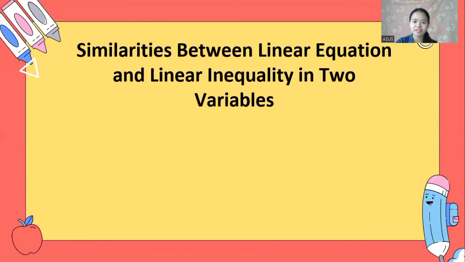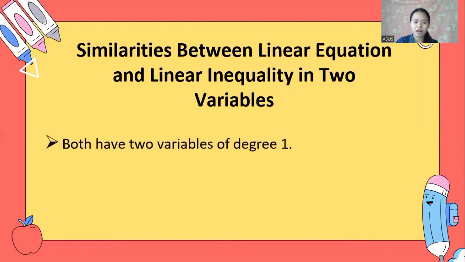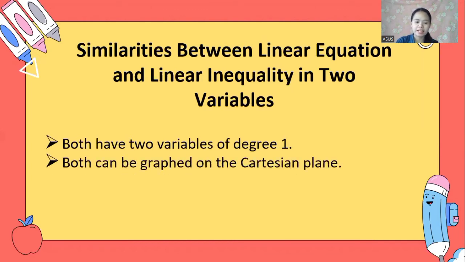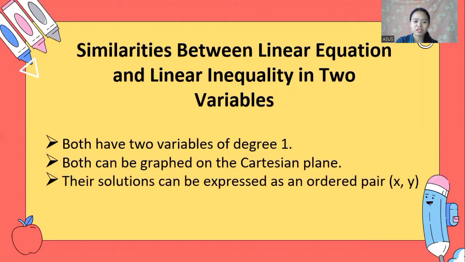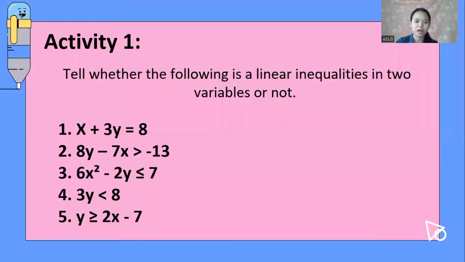There are similarities between linear equation and linear inequality in two variables. First, both have two variables of first degree, or degree 1. Second, both can be graphed on a Cartesian plane, and their solutions can be expressed as an ordered pair x and y. So now let's proceed to Activity 1.